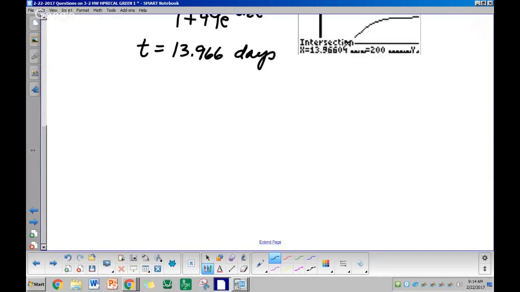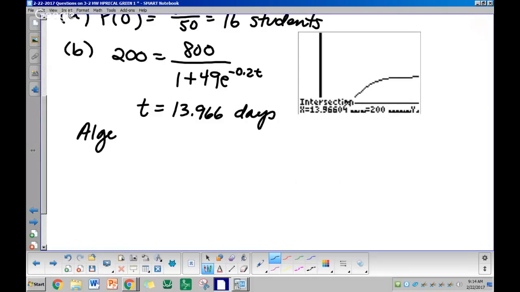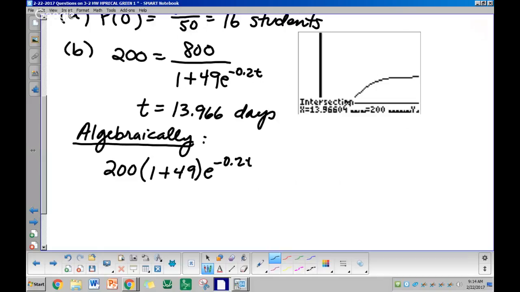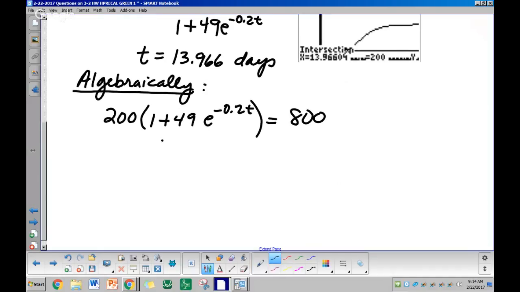What are we going to do first? Cross multiply? Yes. So it's going to be 200 times 1 plus 49 e to the negative 0.2t equals 800. Now what? Divide by 200. 1 plus 49 e to the negative 0.2t equals 4. 49 e to the negative 0.2t equals 3.